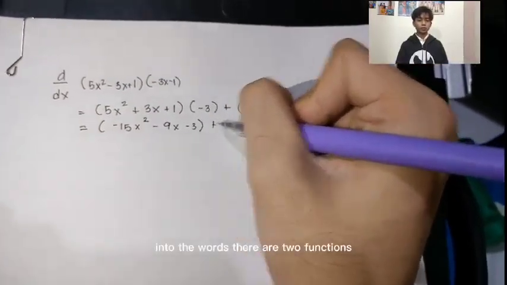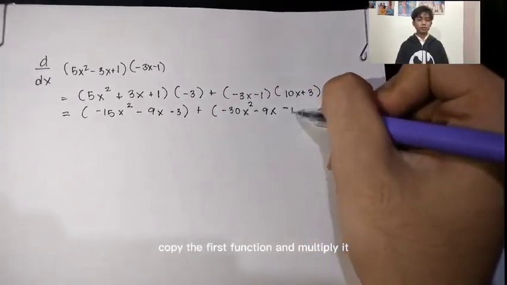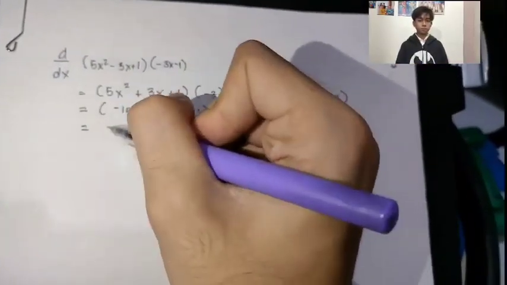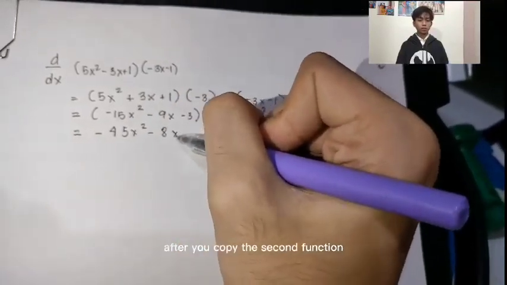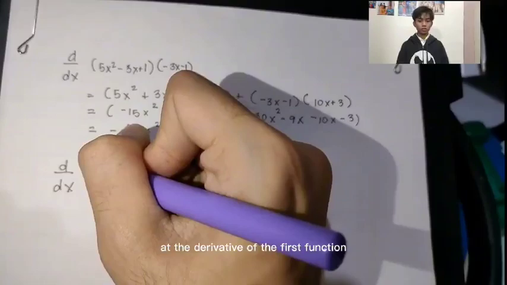In simpler words, there are two functions, copy the first function, and multiply it with the derivative of the second function. Then add it to the second function after you copy the second function and multiply it to the derivative of the first function.